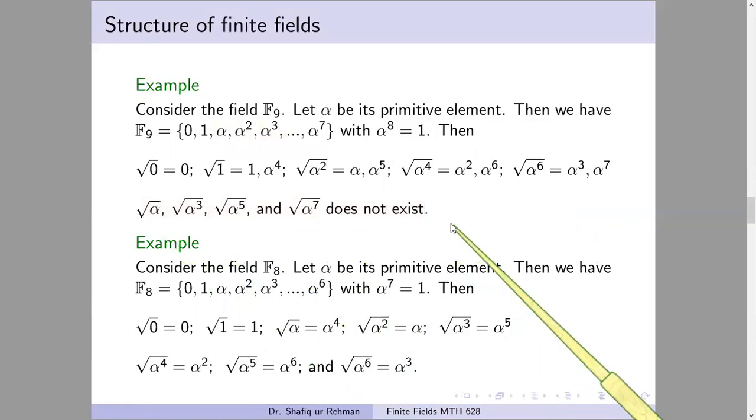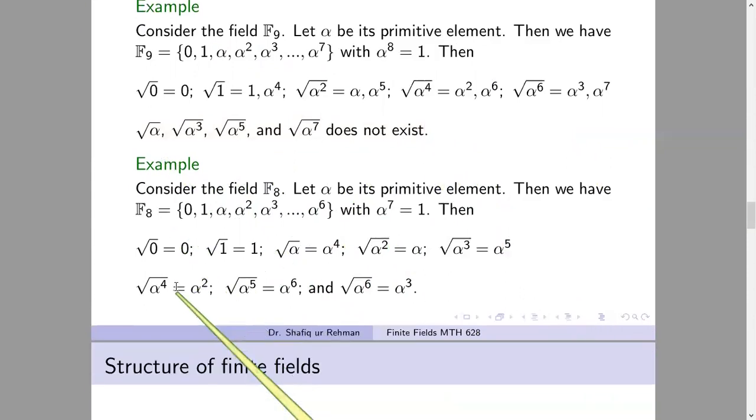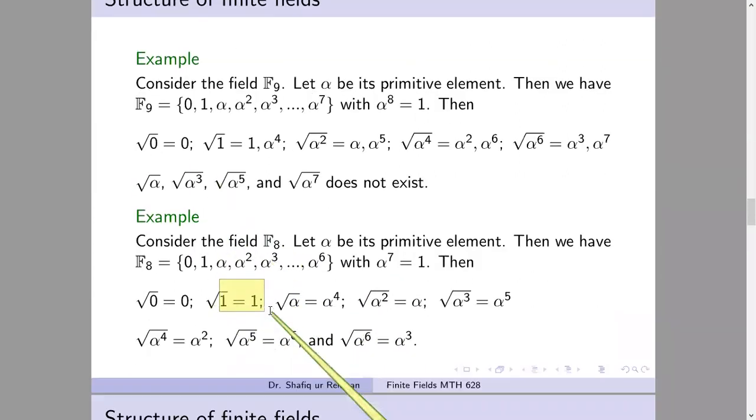So this is just an observation that in an odd order field, half of the non-zero elements have square roots and each such element has two square roots, and half of the elements have no square root. But if we take a field of even order, then each element will have a unique square root. There is no element whose square root does not exist. All the elements have square roots. This is just an observation from the example.